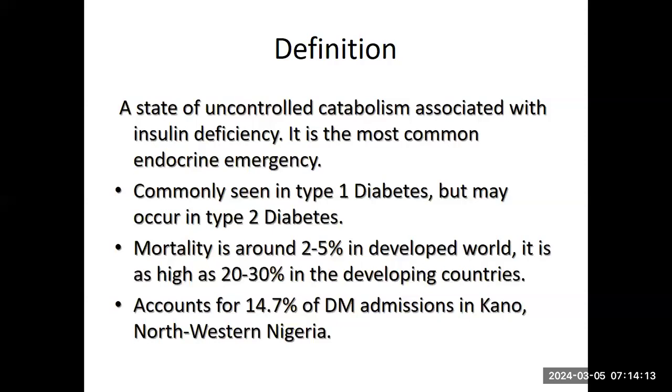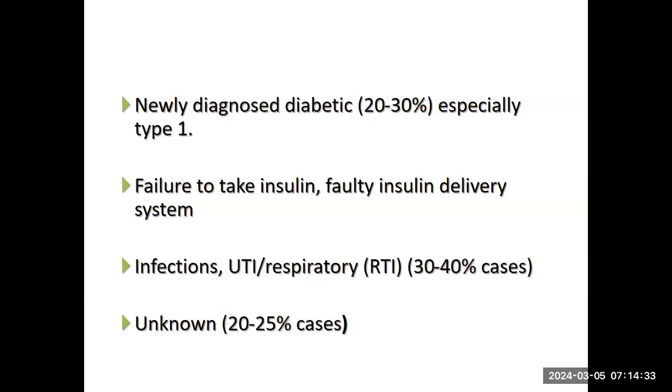Commonly seen with type 1 diabetes, but we will also see it in type 2 diabetes, especially in long-standing diabetics. Mortality is about 2 to 5% in the developed world, but more in developing countries. It accounts for 14.7% of diabetes admissions in a study carried out in Kano. It is more common in newly diagnosed diabetics, 20 to 30%, especially type 1.